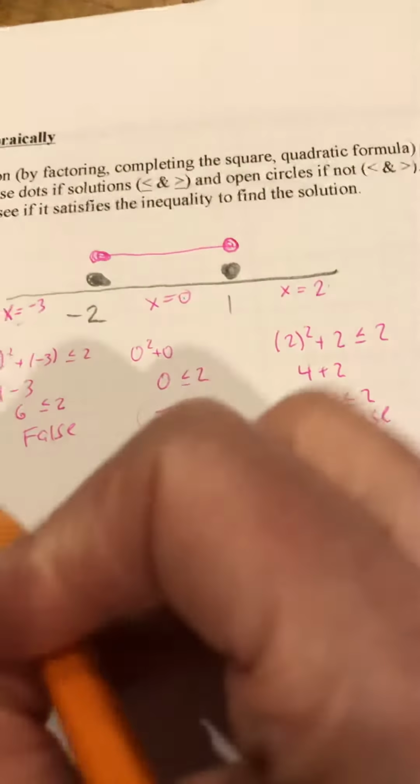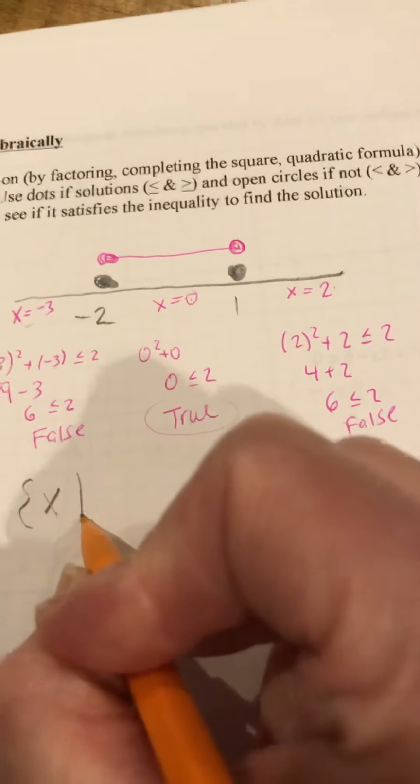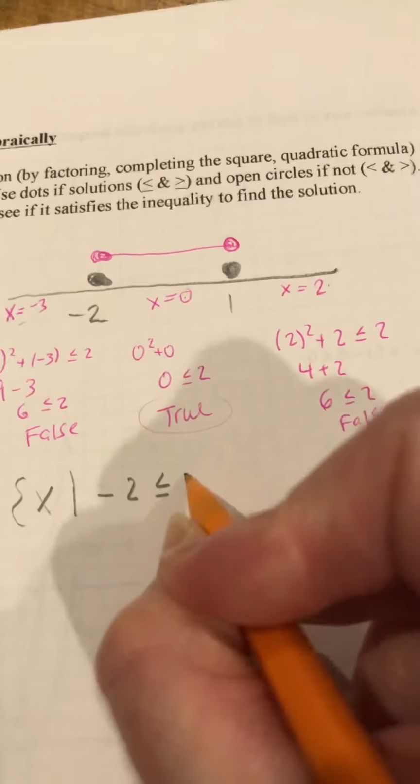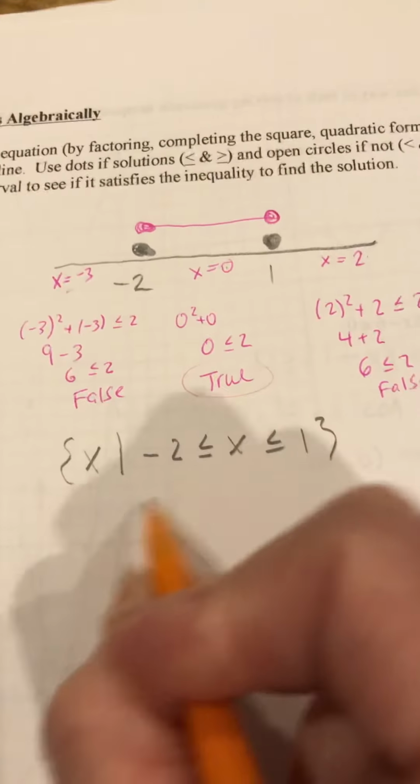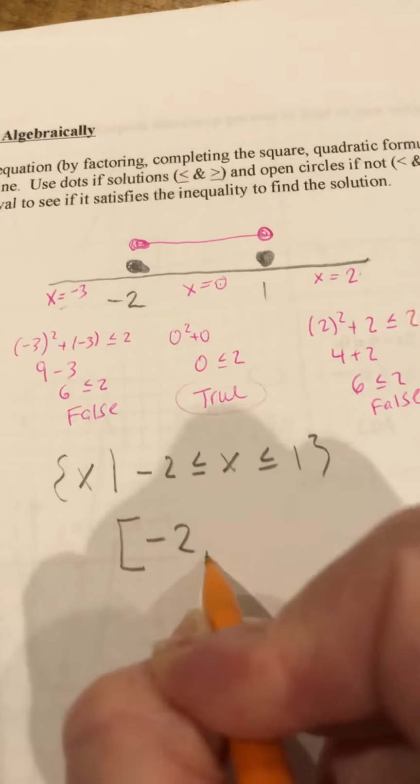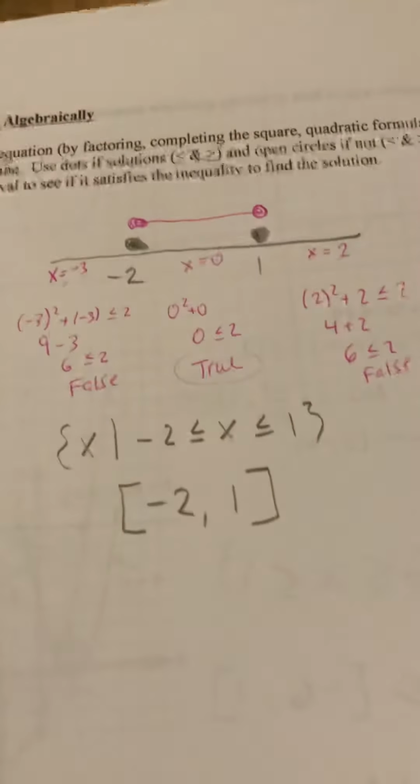So if I want to write the solution using set builder, I'll say x such that -2 is less than or equal to x, which is less than or equal to 1. And if I want to do interval notation, I'll do -2 to +1.